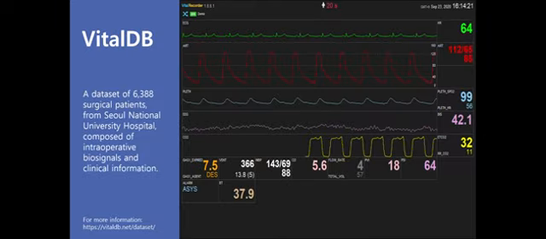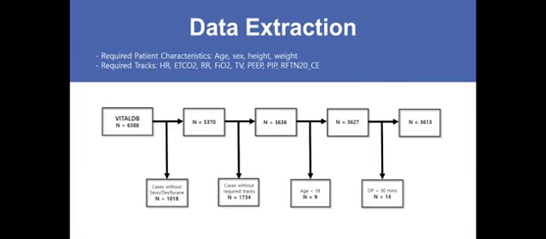For our model, we've used VitalDB, a dataset of 6,388 surgical patients from Seoul National University Hospital, composed of intraoperative biosignals and clinical information. For the precise prediction of hypoxemia, we extracted 3,636 cases, which contain patients' age, sex, height, weight, and track values of gas anesthetic, HR, ECO2, RR, FiO2, TV, PEEP, PIP, RFTN20_CE. And we excluded cases with patients under 18 years old and cases with op duration under 30 minutes. The total number of eligible cases was 3,613.